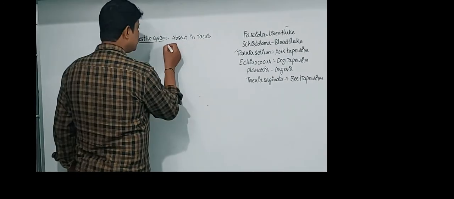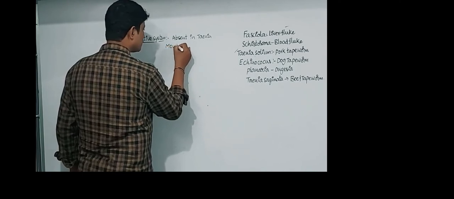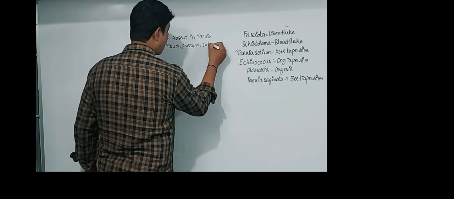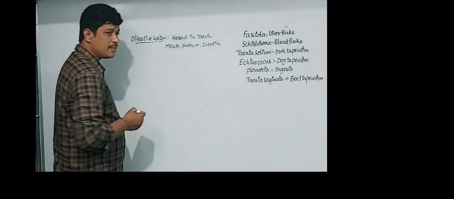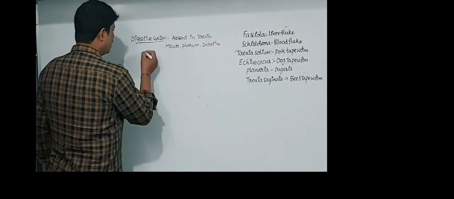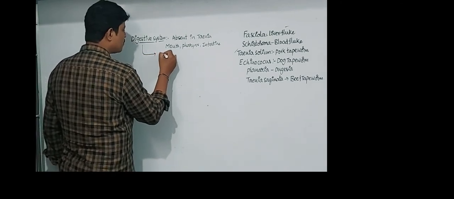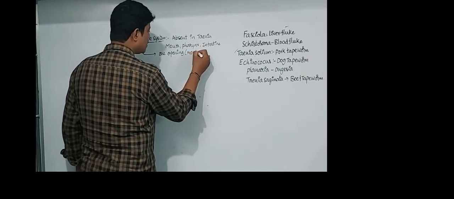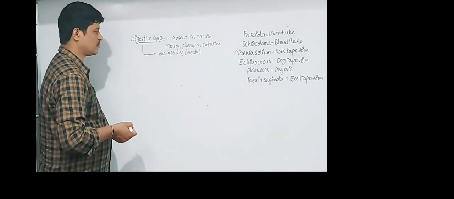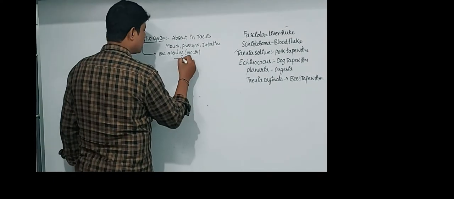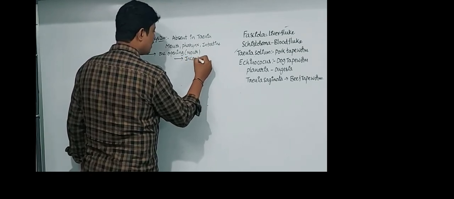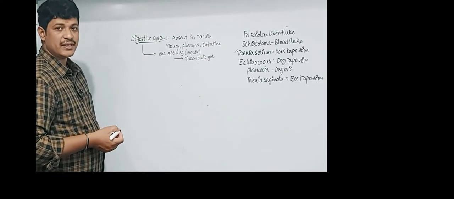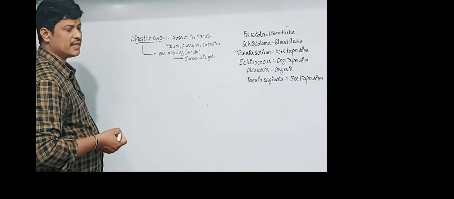But in this case, the mouth, pharynx, and intestine are present, but the anus is absent. So the digestive system possesses only one opening, that is the mouth, which serves both ingestion and excretion. So this digestive canal, the gut, is an incomplete gut, because it has only one opening.